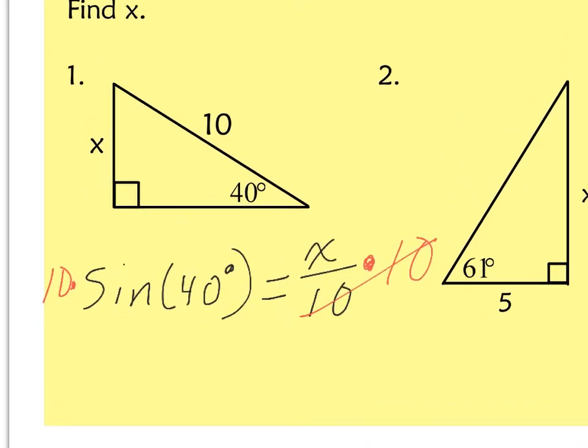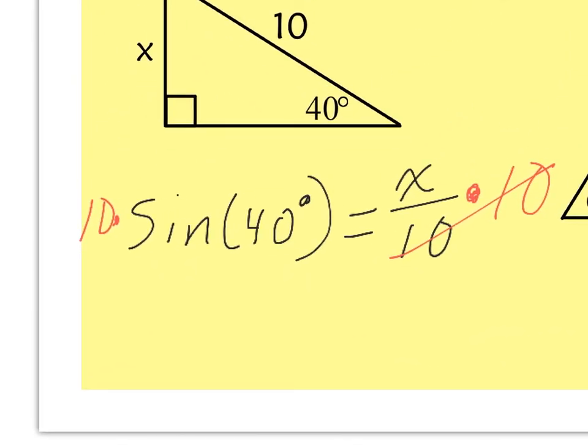Now I'm going to zoom in here a little bit so I have more room. I now have 10 times sine of 40 degrees equals x. Now, depending on what you're asked to do, the 10 times the sine of 40 is your answer, or if they want it in decimal form, all you have to do is type that in your calculator. 10 times the sine button, 40, close your parentheses, equals, and you'll get your answer.